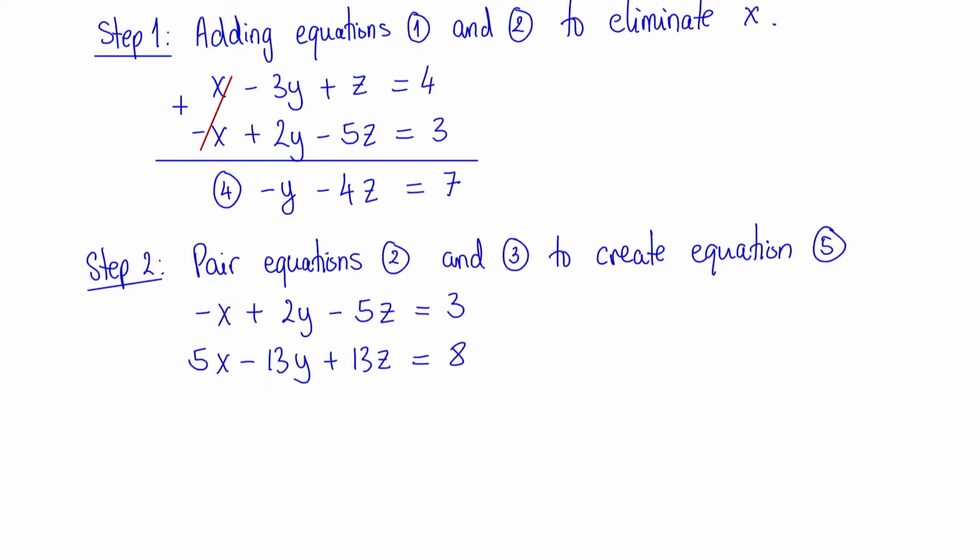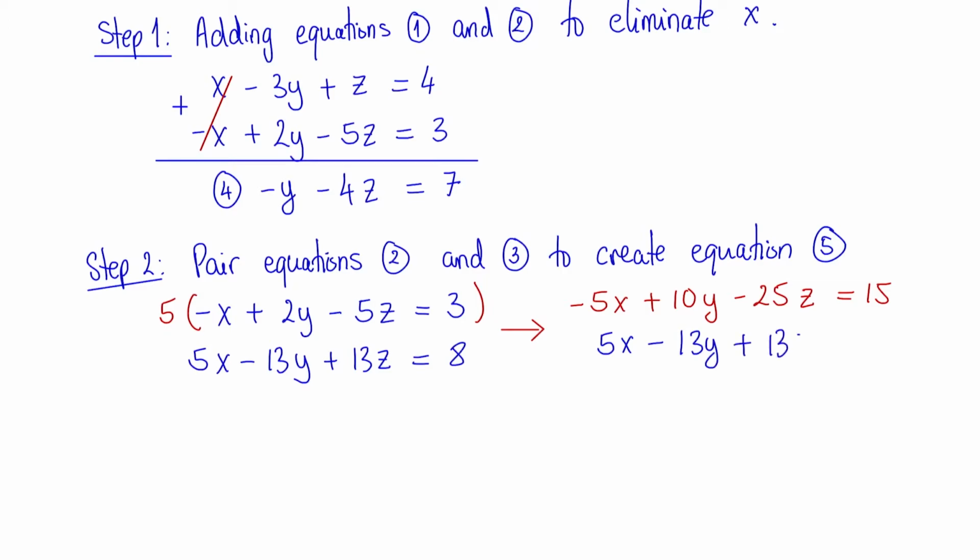So in order for x to be eliminated, the coefficients must be opposite. This coefficient is 5. I need this coefficient to be negative 5. So I will multiply both sides of equation 2 by 5. So I have negative 5x plus 10y minus 25z equals 15. And the other equation stays the same. 5x minus 13y plus 13z equals 8.